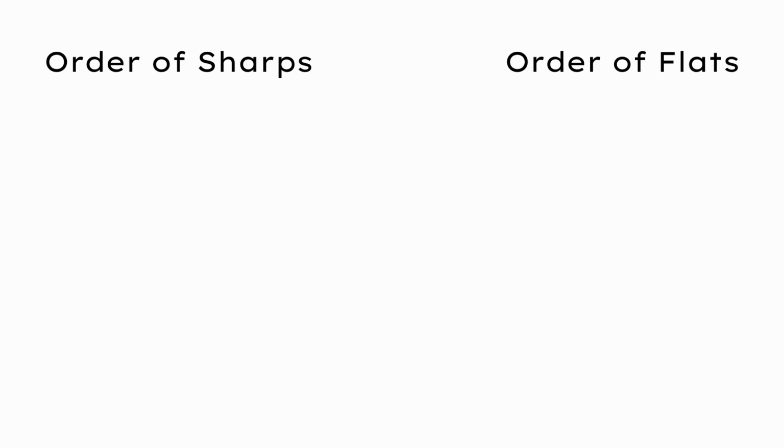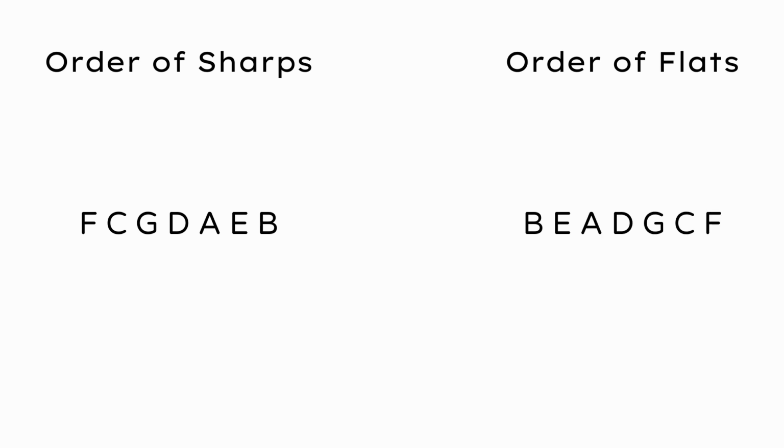The order of sharps is F, C, G, D, A, E, and B. The order of flats is simply the order of sharps but in reverse: B, E, A, D, G, C, and F. Memorizing this order will be very helpful in being able to read key signatures quickly.